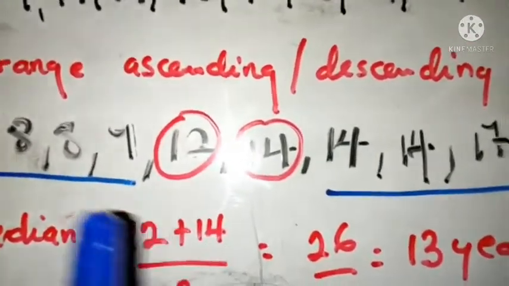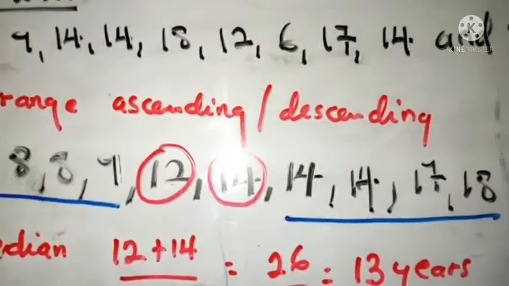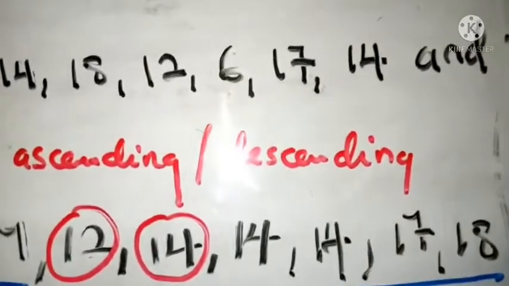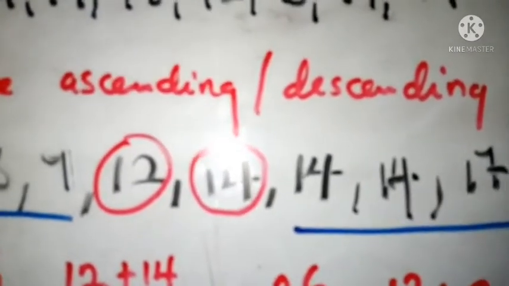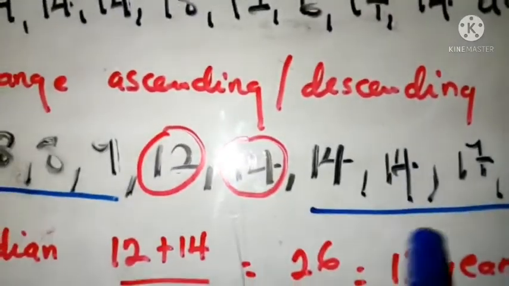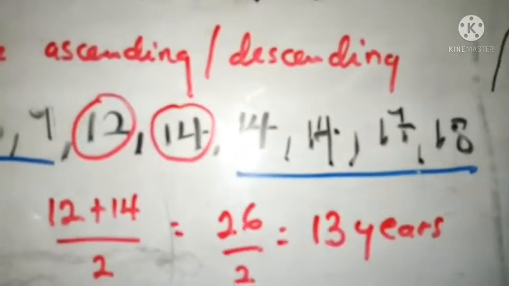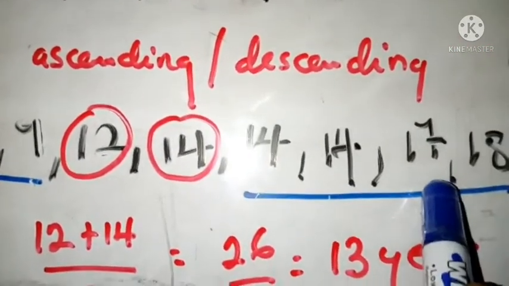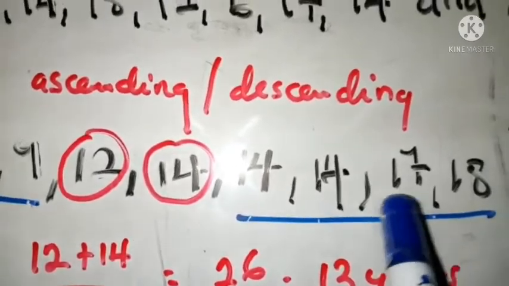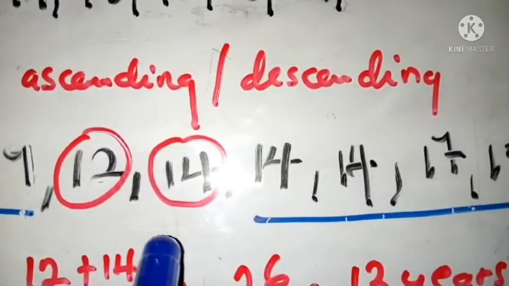Now if the numbers are odd, just assume the numbers here are 9. If each part takes 4 and 4, we'll be left with 1 person in the middle, and that 1 person will be the median of the set. Let's say the numbers end at 17. You count them and get 9: 1, 2, 3, 4, 5, 6, 7, 8, 9. You divide that into 2 parts, 1, 2, 3, 4 and 1, 2, 3, 4. Then the middle one will just be this guy.